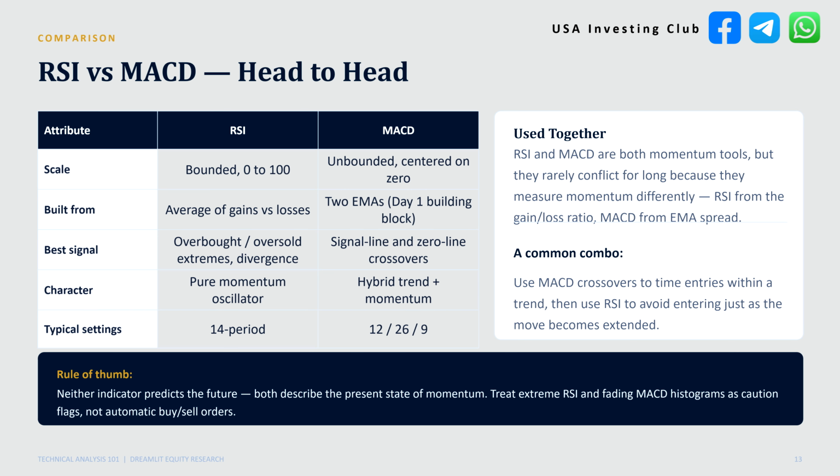A common professional combination is to use MACD crossovers to time entries within a trend, then use RSI to avoid entering just as that move becomes overextended. And the rule of thumb to carry forward: neither indicator predicts the future. Both simply describe the present state of momentum. Treat an extreme RSI reading and a fading MACD histogram as caution flags that deserve your attention, never as automatic buy or sell orders on their own.